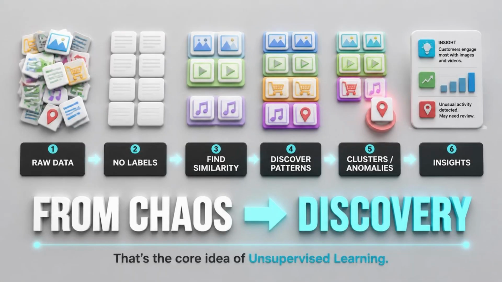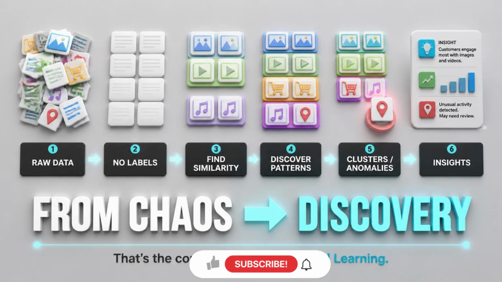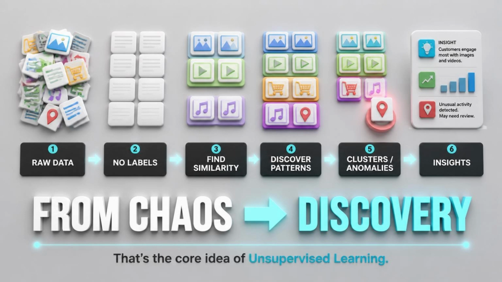Okay, let's put the whole idea together. Start with raw data. Remove the labels. Look for similarities and relationships. Discover patterns. Create groups. Find unusual observations. And finally, turn those discoveries into useful insights. So if you remember just one mental model from this video, remember this. Raw data, no labels, pattern discovery, structure, insights. That's the core idea behind unsupervised learning. The AI isn't being given the answer. It's searching for what the data can reveal.